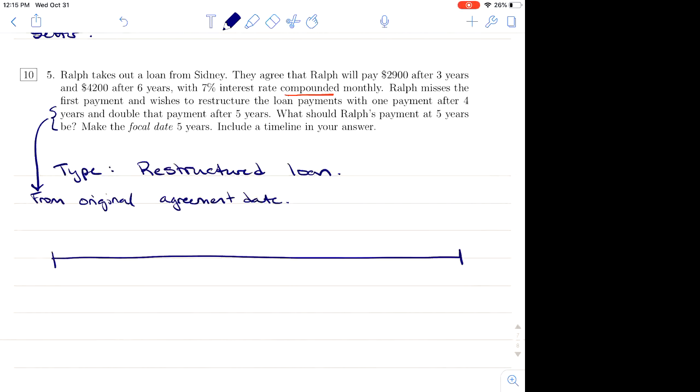So we've got today, right? We need some sort of reference point, right? And so the original payment, he's going to make a payment after 3 years and 6 years. Okay? And then he's going to make a payment after 4 years and 5 years, right? So we've got 5 payment dates or dates that we care about. So then we need 1, 2, 3, 4, 5. So we've got 3 years, 4 years, 5 years, and 6 years.